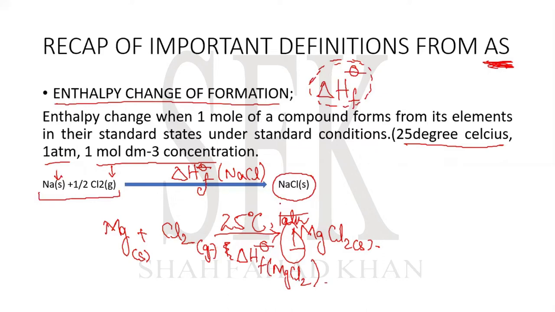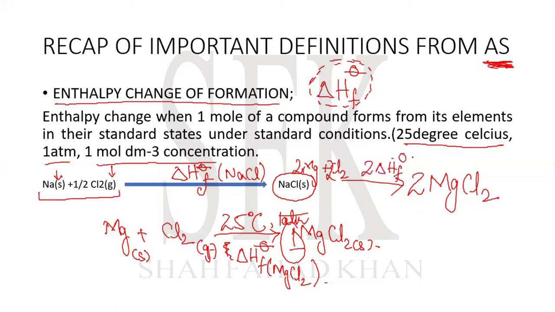Now, if we had 2 moles of the product, then the enthalpy change of that reaction would have been twice the enthalpy change of formation of magnesium chloride. The reactants would have doubled as well, and so in this case the enthalpy change of this reaction is going to be twice the enthalpy change of formation, right? So guys, is enthalpy change of formation revised? Is it clear? Please confirm so that I could move forward.